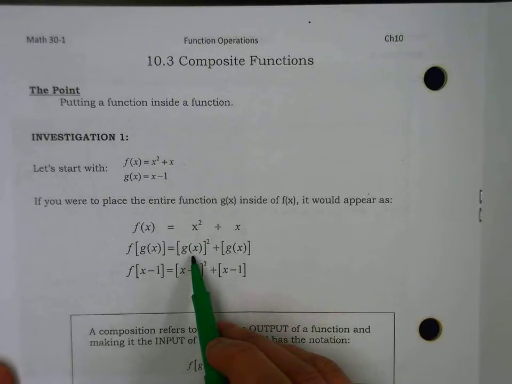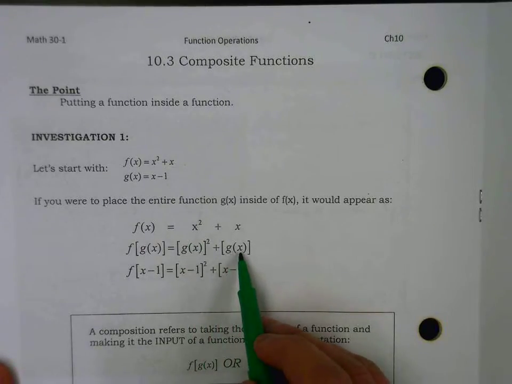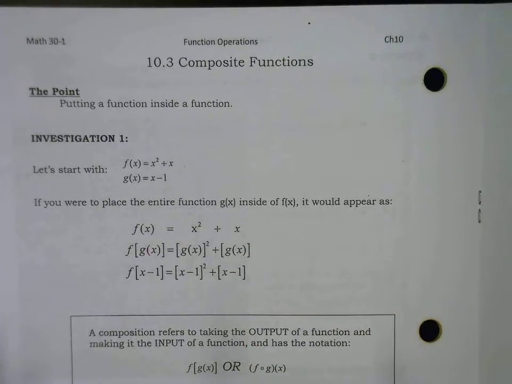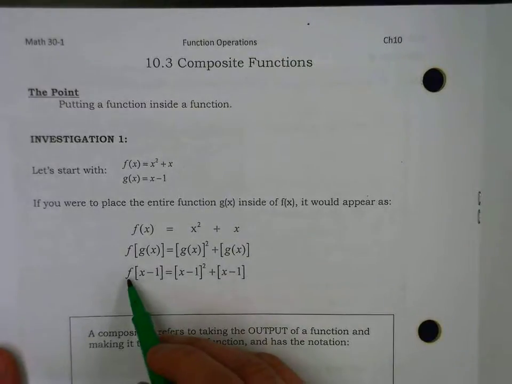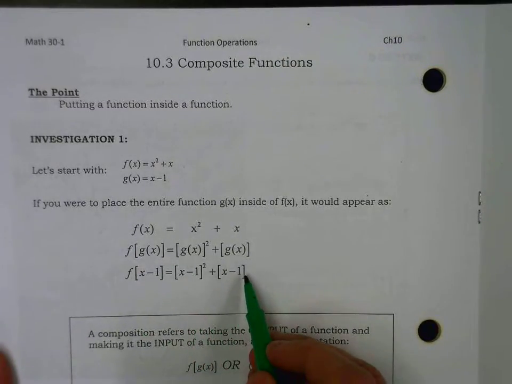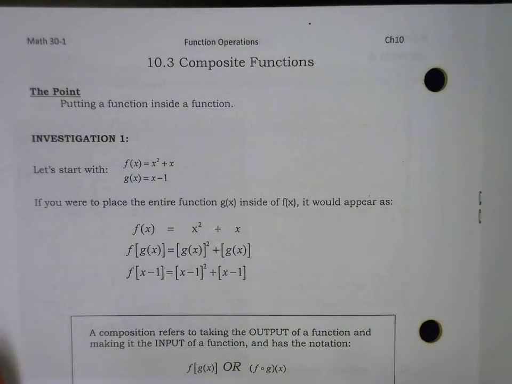So a g of x squared plus a g of x in place of the x would look like, with its actual equation in place, x minus 1 squared plus x minus 1. And that could of course be simplified, but the essential point is that we are creating a new function by placing a function inside of a function.